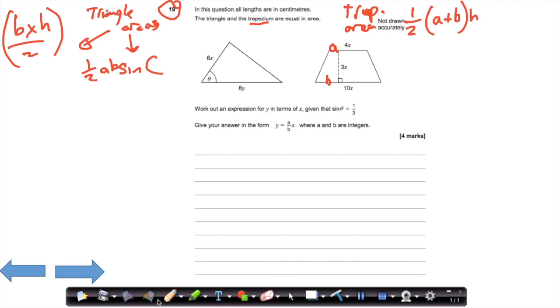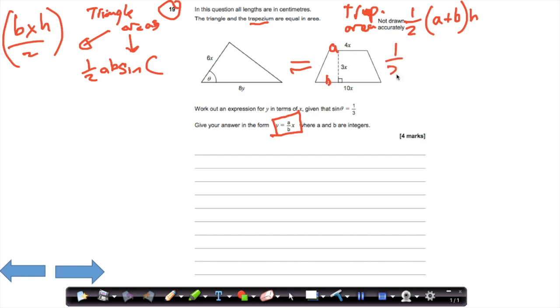So we can start off this question. If we're giving your answer in the form y equals a over b multiplied by x, where a and b are integers, we want an expression for y. Well, you could start on this, or you could start on this, but at some point, as the areas are equal, we get some expression for the area of the trapezium, we get some expression for the area of the triangle, and then we're told they're equal, so make them equal to each other. We'll start off with the trapezium area.